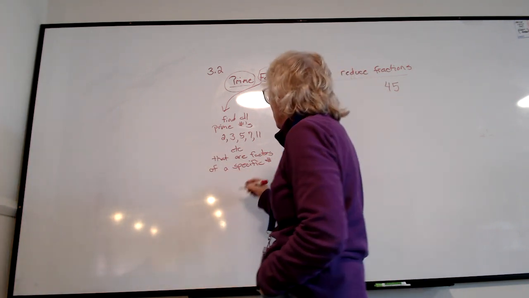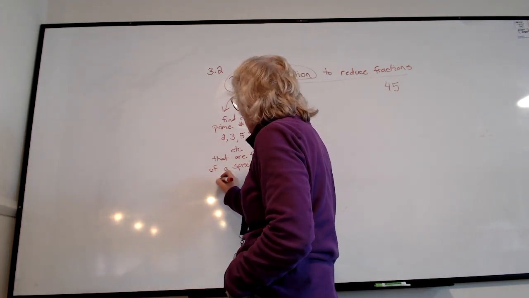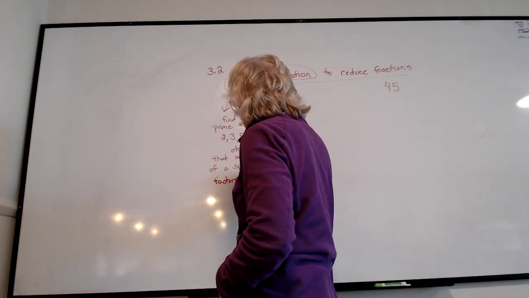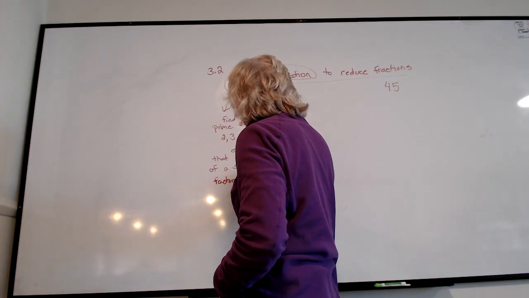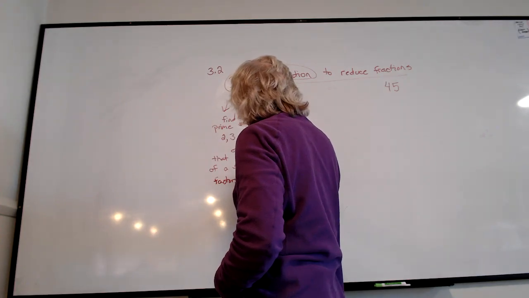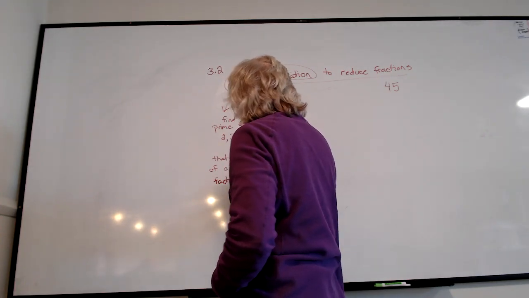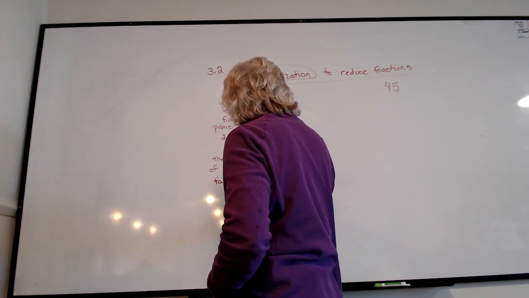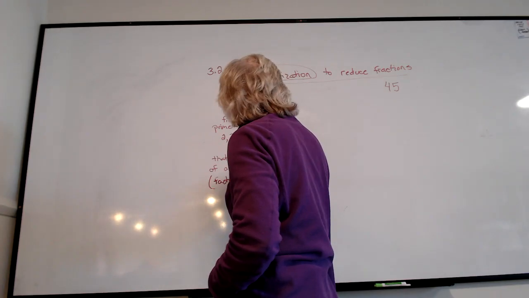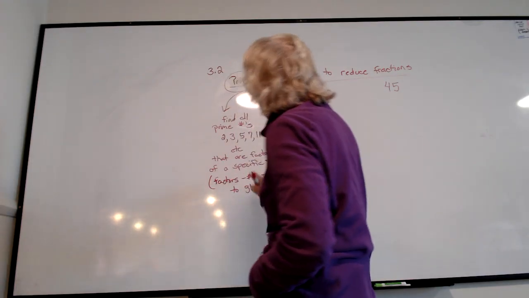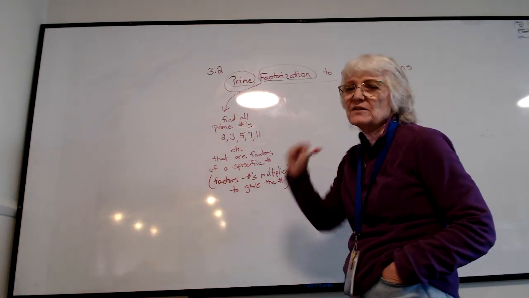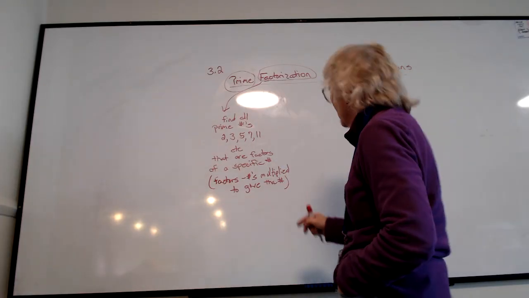Now, factors is kind of a loose term, so a lot of times I like to say factors are really the numbers multiplied to give you that number. Okay, so that's what factors are. So you're looking for all the prime numbers that when multiplied together will equal the given number. So that's what we're looking for.